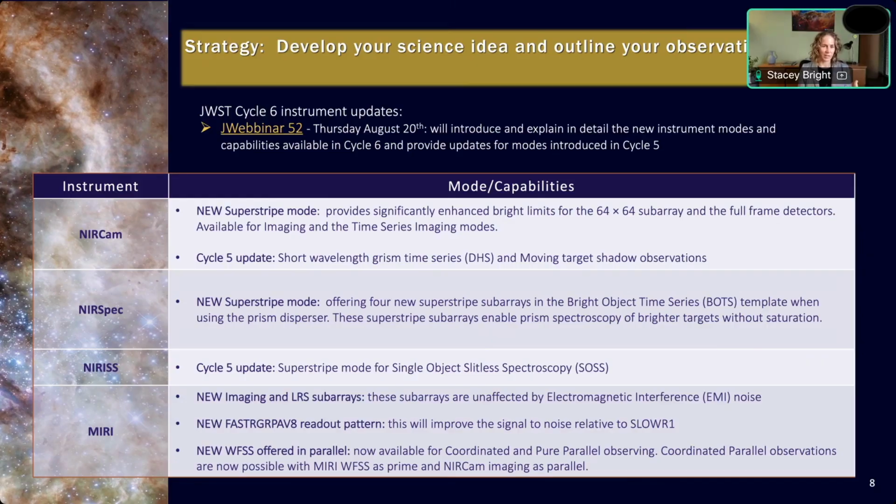So the one I will highlight here is the new Super Stripe mode that's available for NIRCam and NIRSpec and is also available in NIRISS. And this is just going to significantly enhance your bright limits without saturation. So that's key for Cycle 6. And then MIRI will also have some new capabilities as far as subarrays and readout patterns and things like that. So take a look at that and then please join the JWebbinar next week if you're interested in learning more.